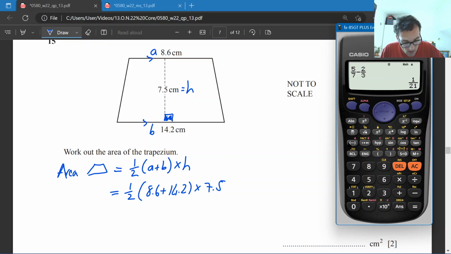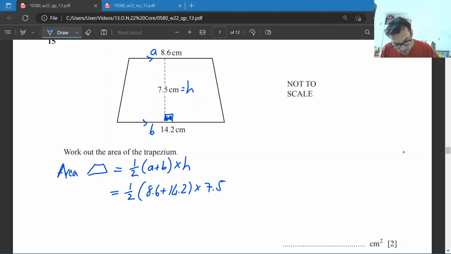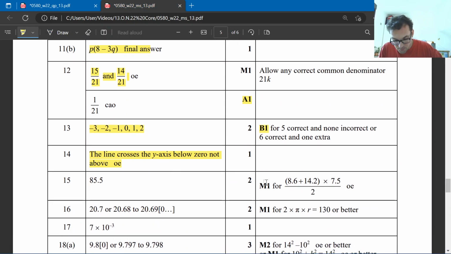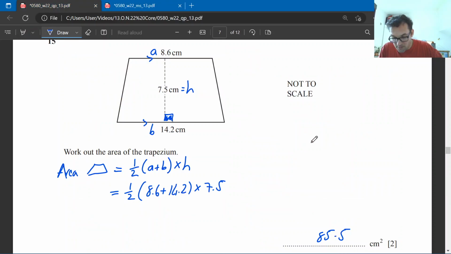Let's do that. 0.5 is a quick way to put in half. 8.6 plus 14.2 times 7.5. Now we got 85.5. Don't round this. It's the exact answer. Okay, 2 marks. 1 mark for using the formula. You got a slightly different version there. 85.5.